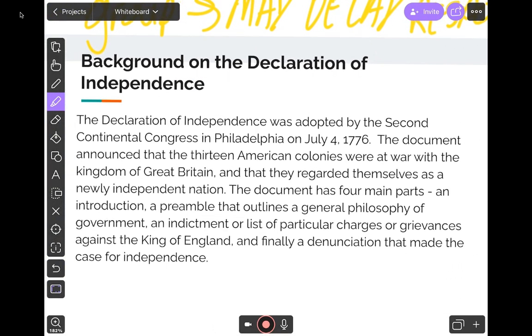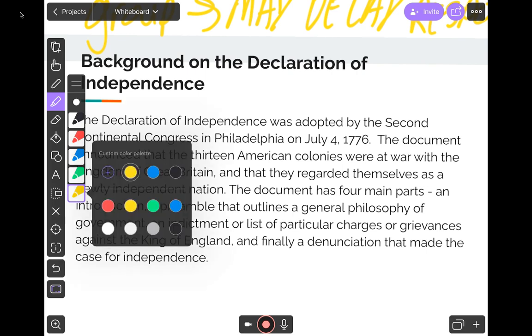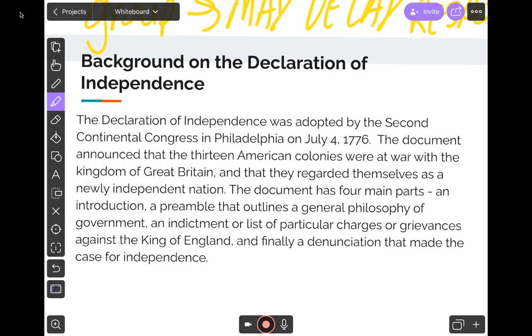Okay, so a little bit of background before we actually get to the excerpts from the Declaration of Independence. The Declaration of Independence was adopted by the Second Continental Congress, Philadelphia, on July 4th, 1776. That's why we celebrate July 4th nowadays as well. Okay, the document announced that the 13 American colonies were at war with the Kingdom of Britain, and the colonies regarded themselves as a newly independent nation.